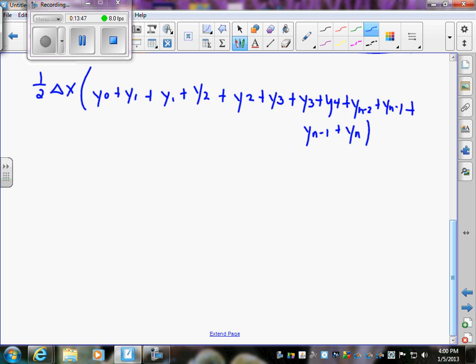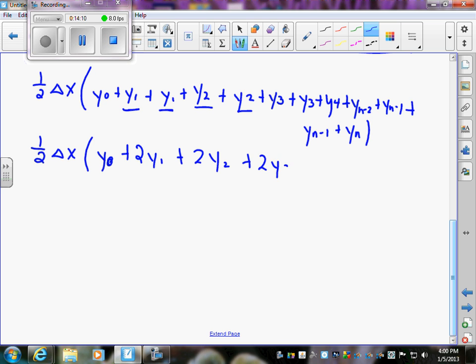But now if I look inside of all that big set of parentheses, I have some common terms. Here's a y sub 1 and a y sub 1, so I could combine those and make this y sub 0 plus 2 y sub 1. Plus 2 y sub 2, there's 2 y2s, plus 2 y sub 3s, plus 2 y sub 4s, plus, now remember there's actually supposed to be a dot, dot, dot right there. I'm going to skip out to the end. We've got a y sub n. There's only one of those, but there's 2 y sub n minus 1s.